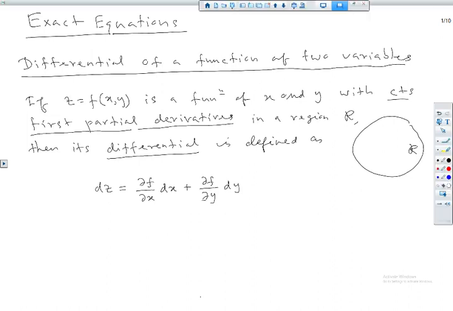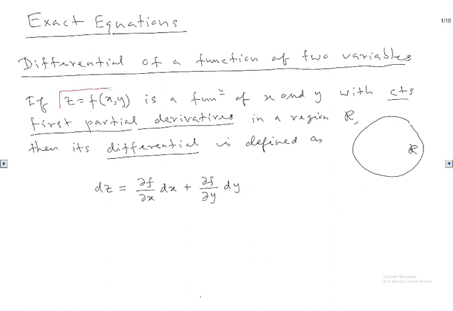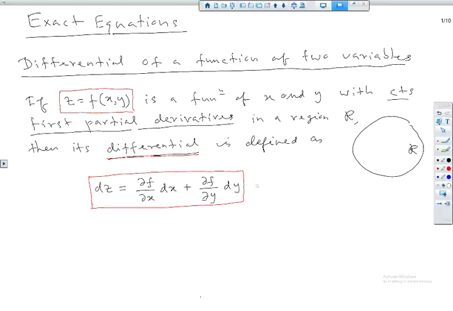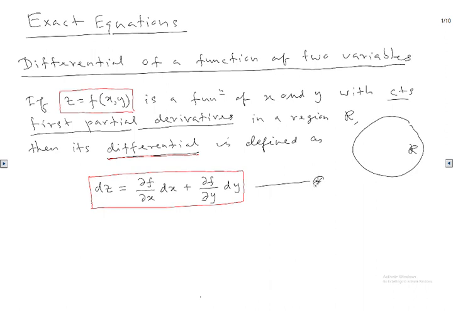So what are the important things? You define a function z which is a function of two variables x and y. If this is the case, then we define what we call the differential of the function by this. So actually, what is the differential? If you make a change in the x direction and the y direction, what is the change that's going to happen in the z direction?